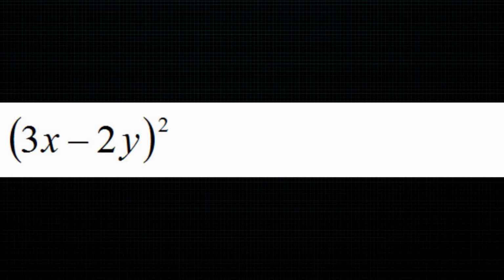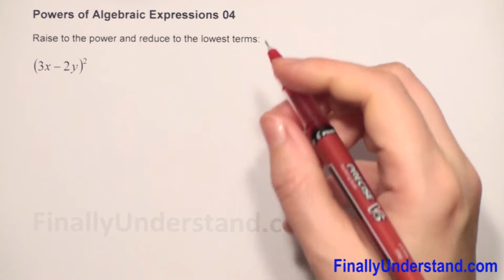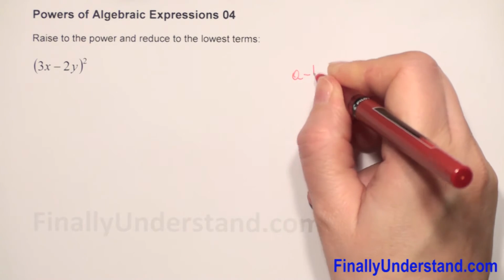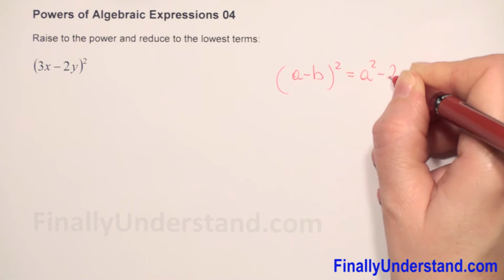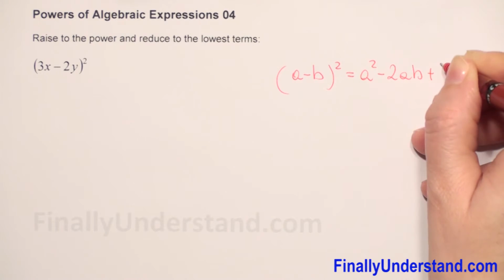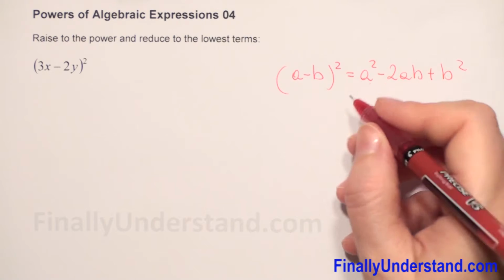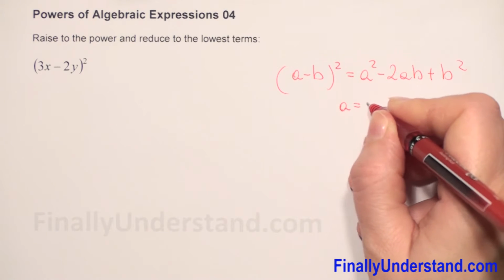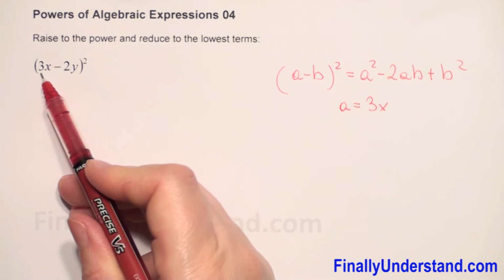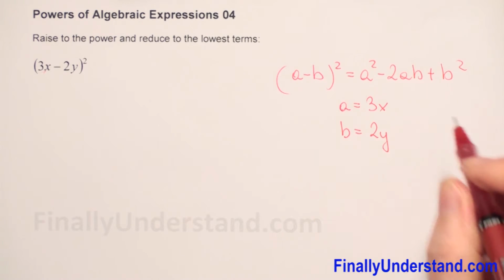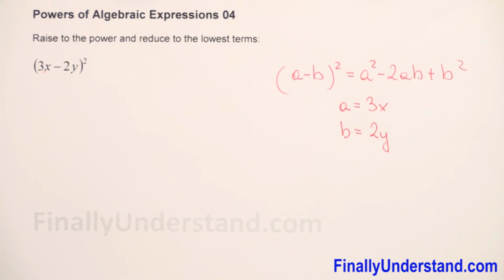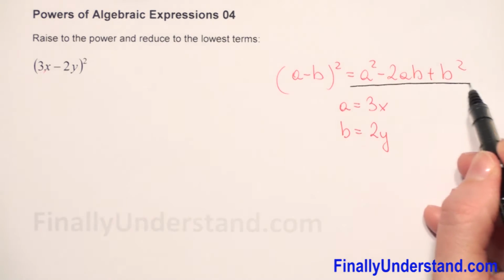We have here square of difference. So let me remind you the formula. When we have (a - b) to the second power, this is a squared minus 2ab plus b squared. In our example, a is equal to 3x and b is equal to 2y. So now we just substitute into our formula.